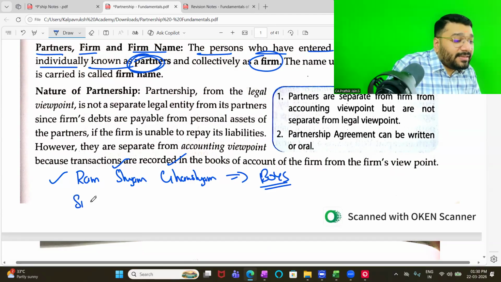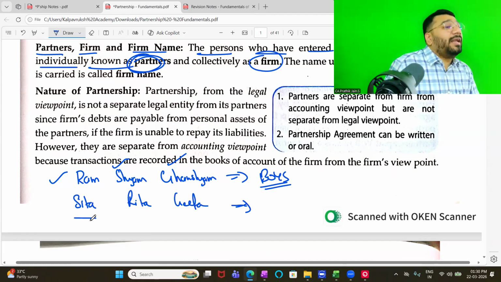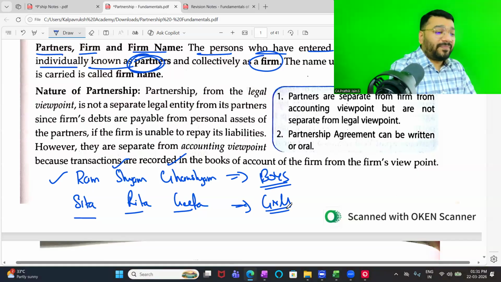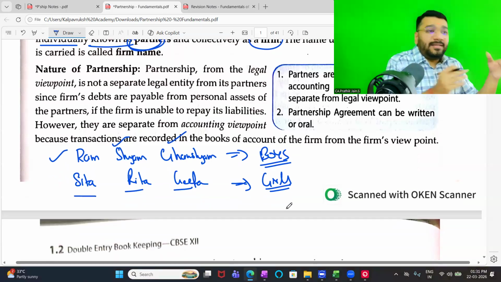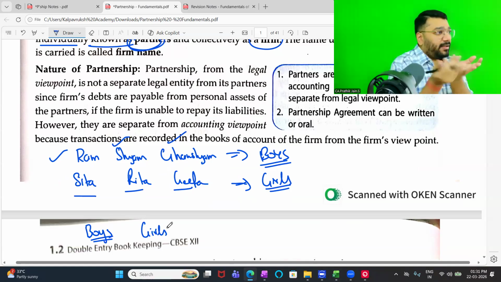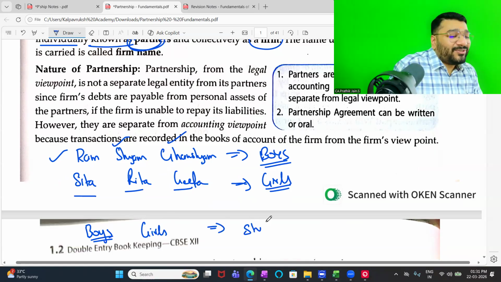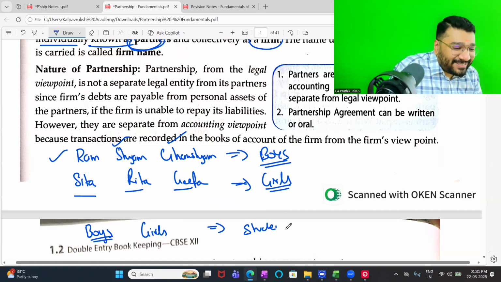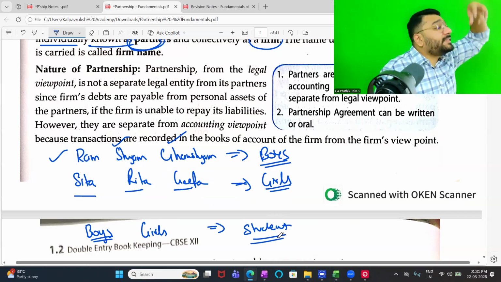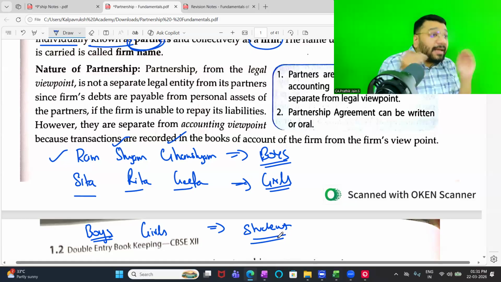One more example: Sita, Rita, Geeta are individually called Sita, Rita, Geeta, and collectively called girls. In your school, you have a boys gang and a girls gang. They are individually called boys and girls, and collectively they are called students. In the same manner, in the partnership business, the owners are individually called partners and collectively called a firm. Got it, not got it?